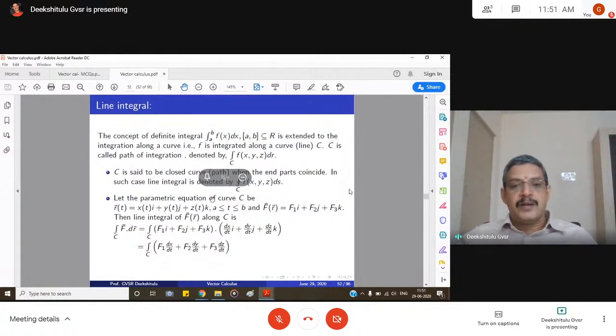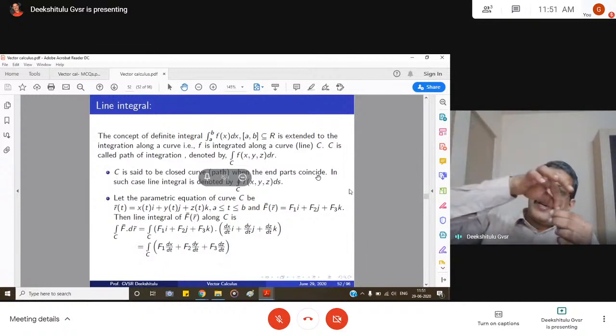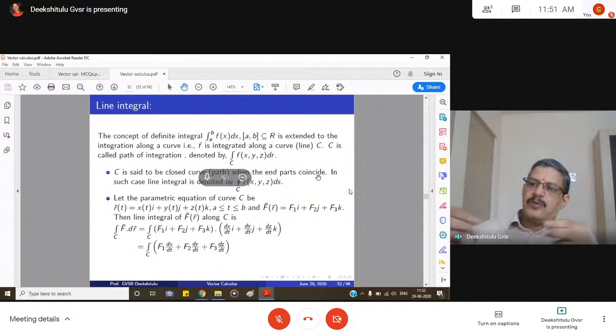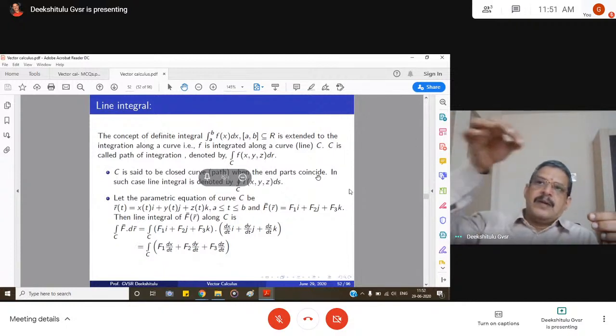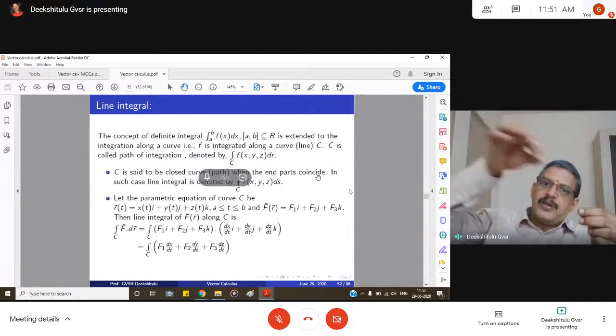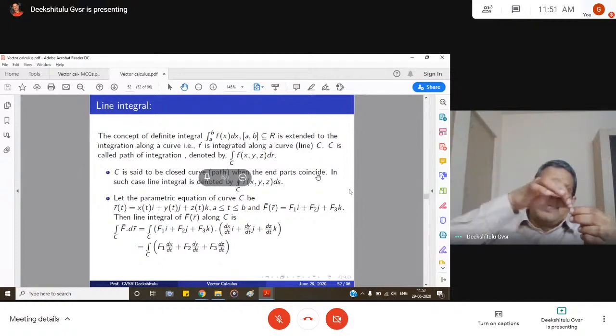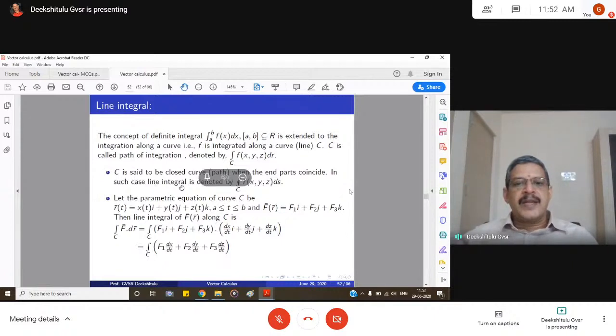C is said to be a closed curve or path, the standard terminology that we use in vector calculus, path, when the endpoints coincide. This is a curve like this, an open curve. If this endpoint comes to the initial point, then it forms a loop or a closed path or closed curve. Then in that case, the integral is given by integral over closed C. Just like a circle that represents a closed curve, f of x, y, z.